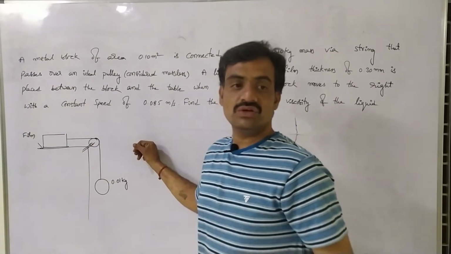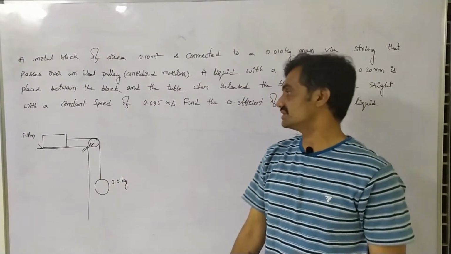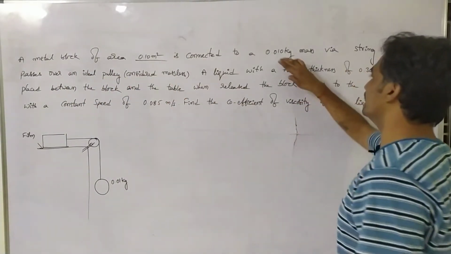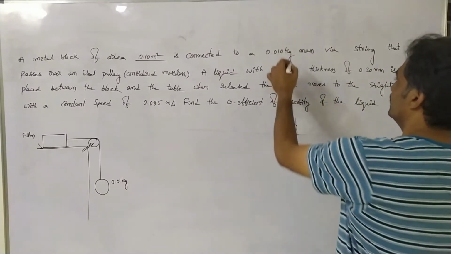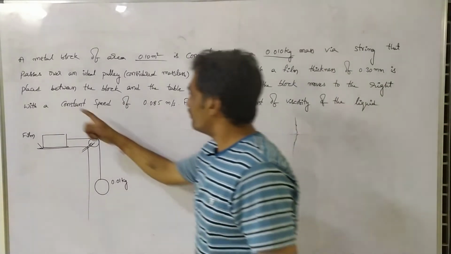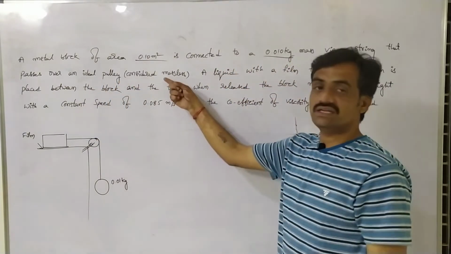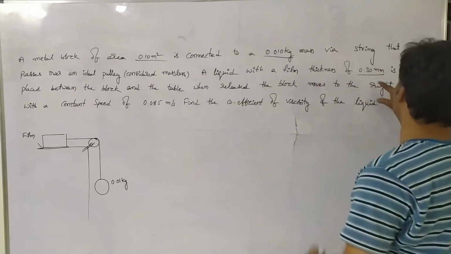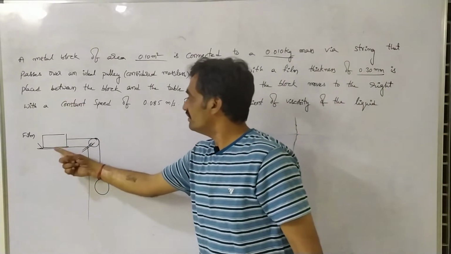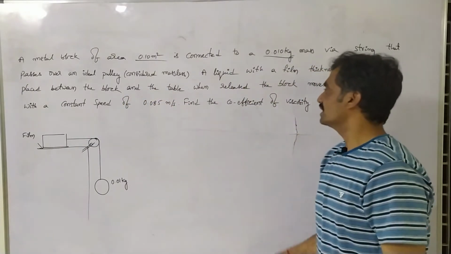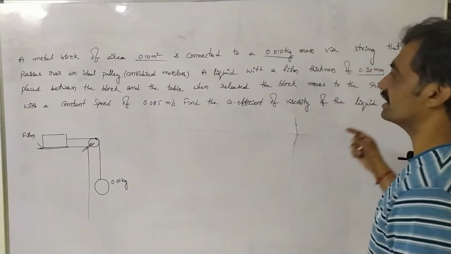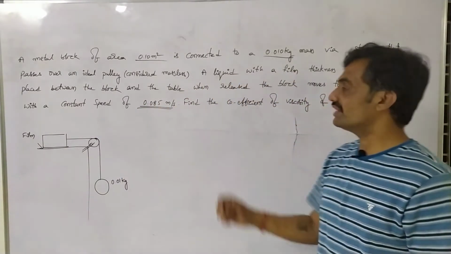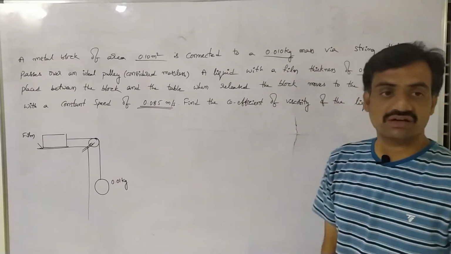Take a screenshot, we will continue. So let's solve a numerical based on this coefficient of viscosity. Observe that a metal block of area 0.10 meter square is connected to a 0.10 kg mass via a string that passes over an idle pulley considered massless. A liquid with a film thickness of 0.30 millimeter is placed between the block and the table. When released, the block moves to the right with a constant speed of 0.085 meter per second. Now we have to find the coefficient of viscosity.